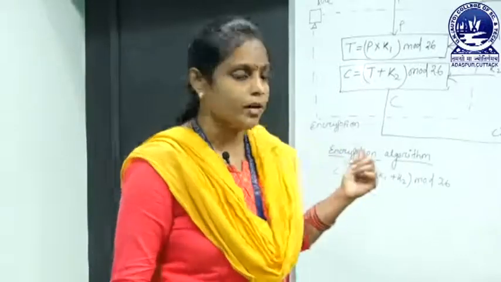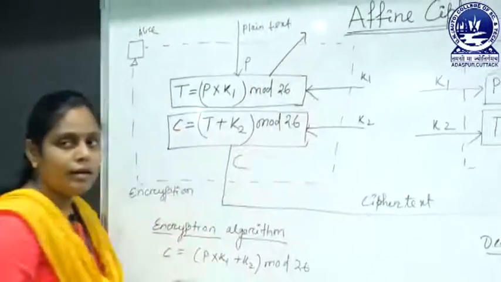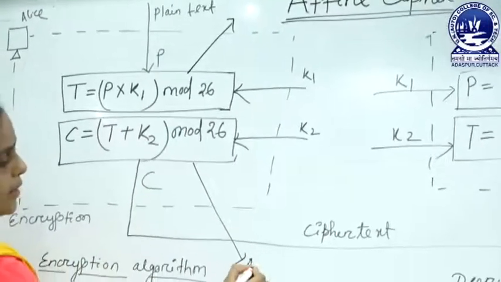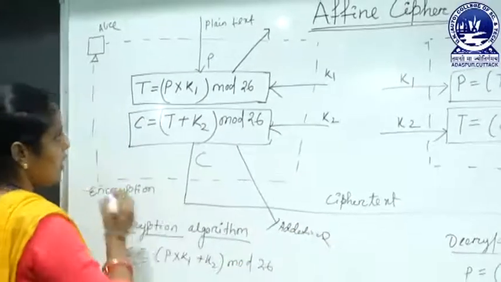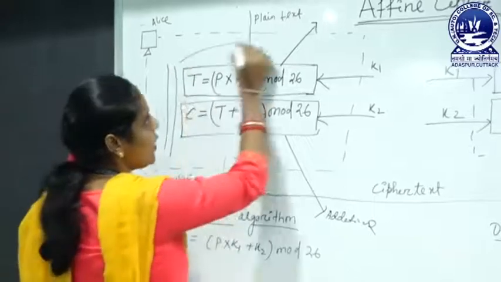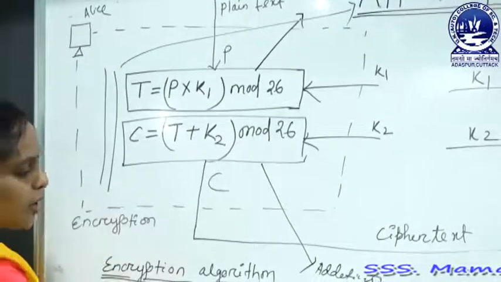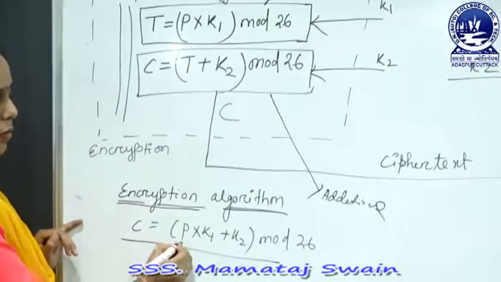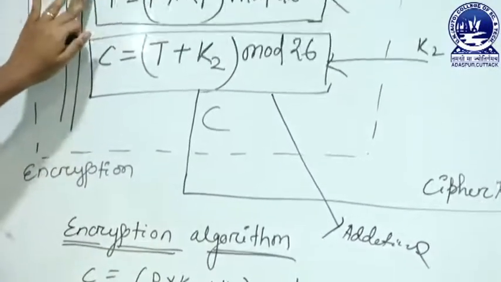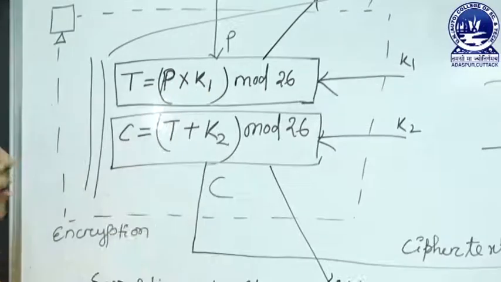Now, look at this figure. In this figure, this is the encryption algorithm for multiplicative cipher and this is the encryption algorithm for additive cipher. Now, combining these two algorithms, it gives the encryption algorithm for affine cipher. In a single line, the encryption algorithm for affine cipher is this one, C equal to (P into K1 plus K2) mod 26.